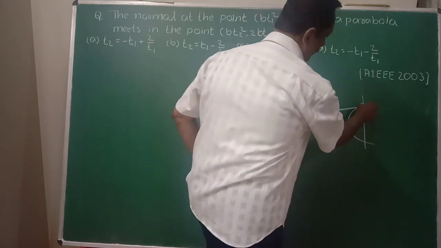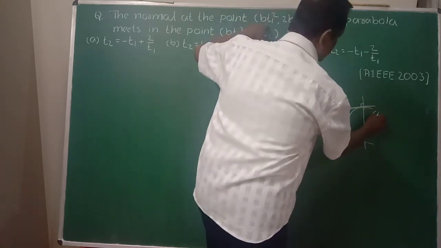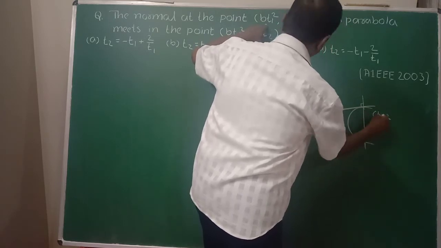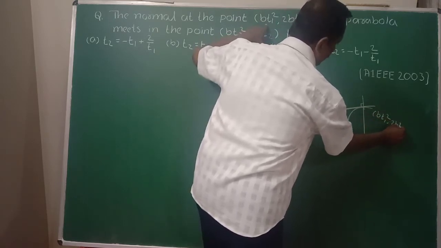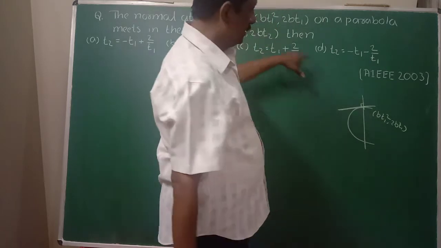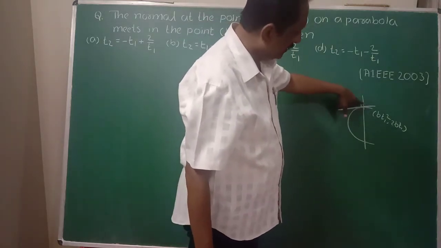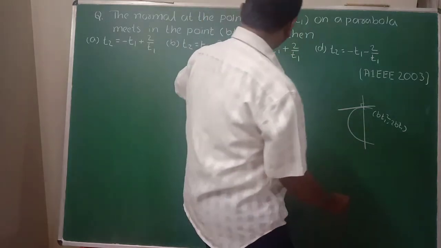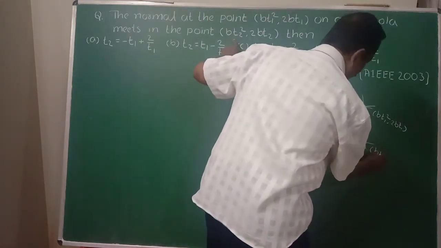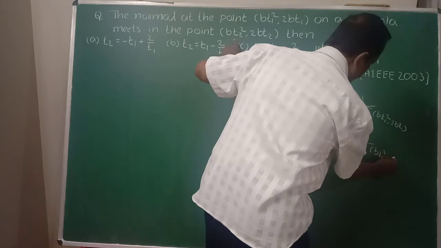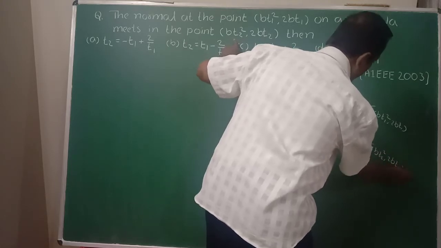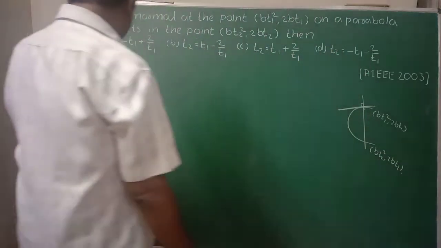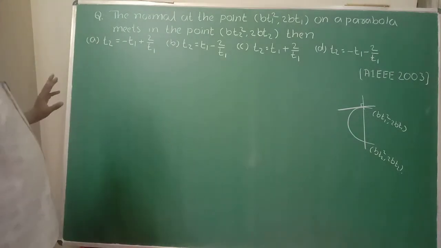Here is one point, the given point bt1 square comma 2bt1. This is the normal at this point. Again, this normal meets the parabola at this point. The coordinates of that point are bt2 square comma 2bt2. Then which one is the correct option? This is the given problem.